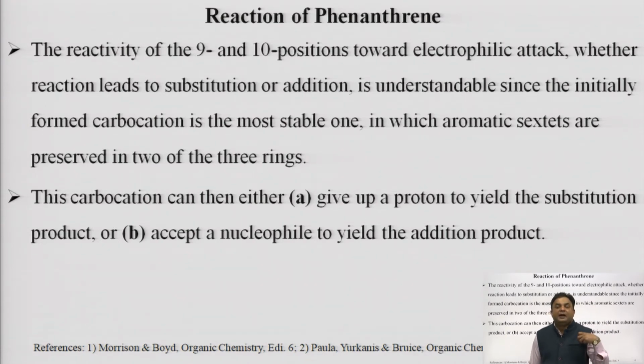Okay, so suppose the intermediate carbocation which is formed in electrophilic substitution reactions has 5 resonating structures. Out of 5 resonating structures, in 3 structures, 2 benzene rings out of 3 have aromatic structure intact. Means these particular structures will contribute more, and the final reaction will be according to that particular stable carbocation structure. Okay. So this carbocation can either give a proton in the last step. As soon as the proton is removed from that carbocation, we get our substituted product, or it can also accept a nucleophile to yield the addition product.